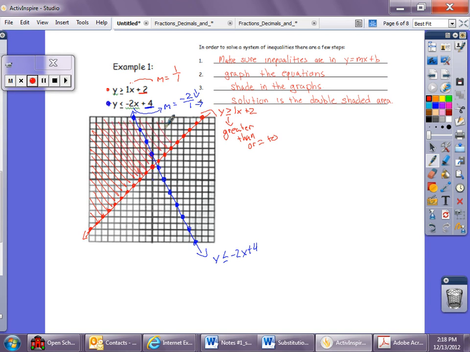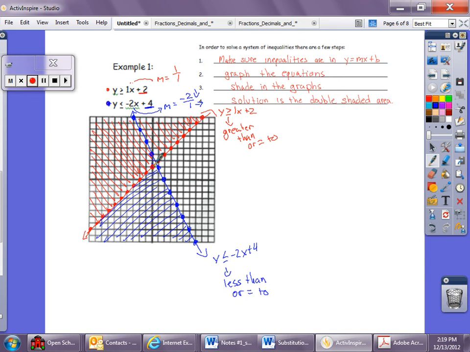So anything above the graph represents a solution. That shaded region, that red area, is a solution. And then the second graph, this sign means less than or equal to. So what we're going to do here is shade below the graph. We look at this line, and we are going to shade below this line, so everything below this line.